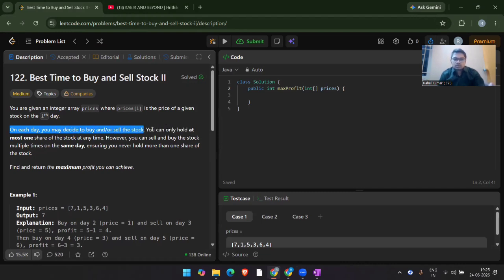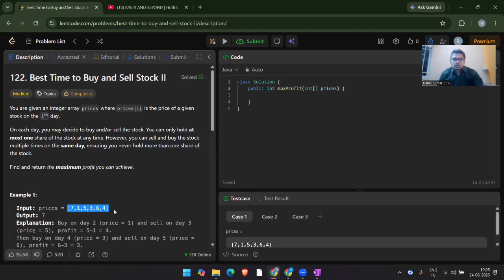Now, you can hold at most one share of the stock at any time. So at max, you can hold only one share at one time. So this is the rule of this question. However, you can sell and buy stock multiple times, even on the same day. But you need to ensure that you never hold more than one share of the stock.